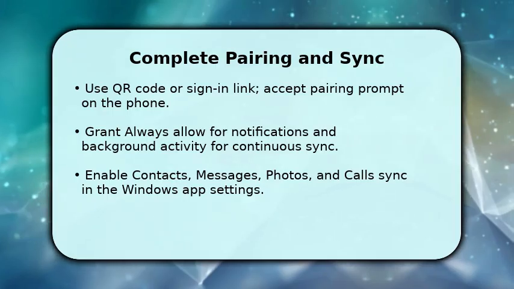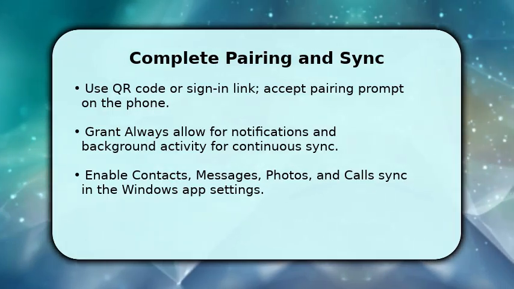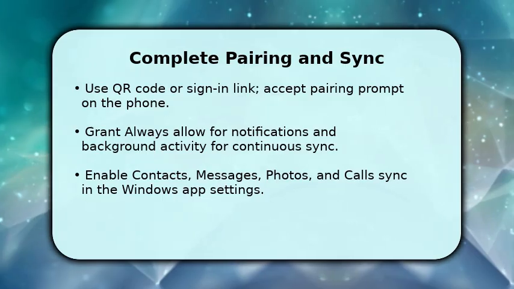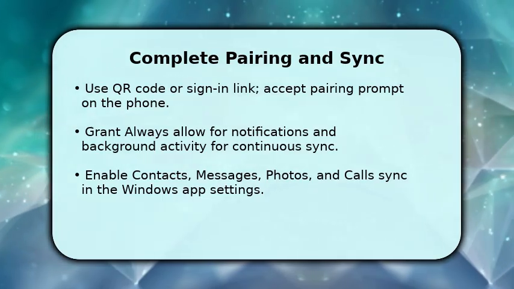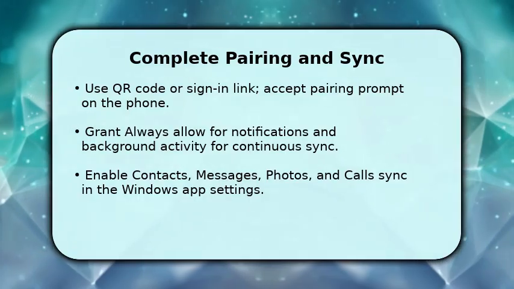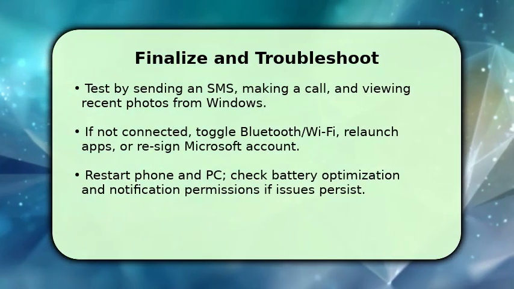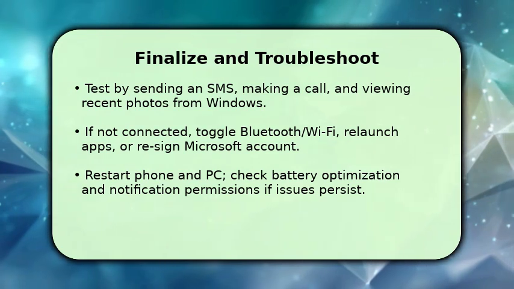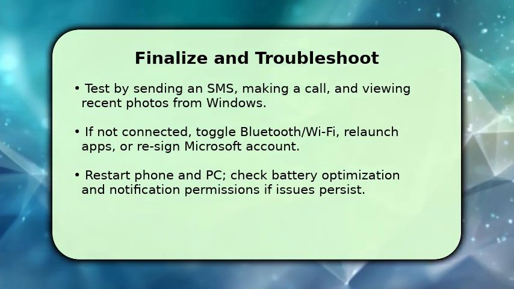Then open your phone app on PC, toggle on contacts, messages, photos, and calls syncing so data flows both ways. Once permissions are persistent, the apps will begin updating automatically. Finish by testing. Send an SMS from Windows, place a call, and open Photos to confirm access.